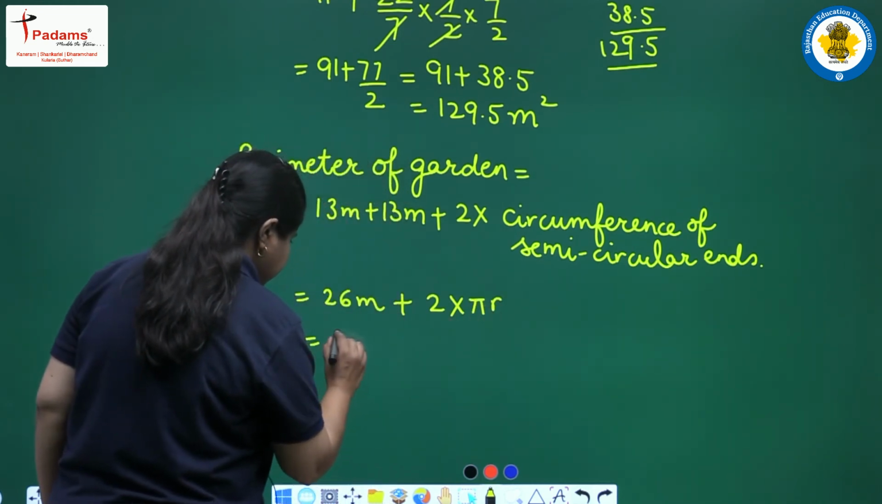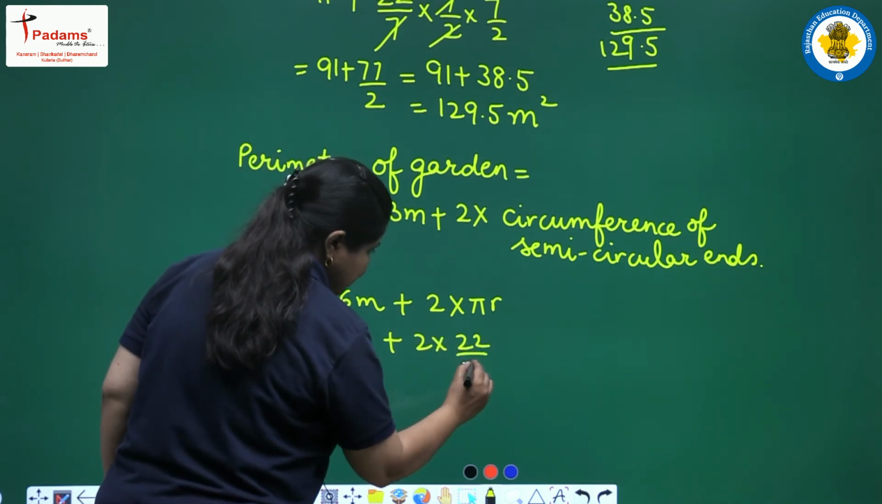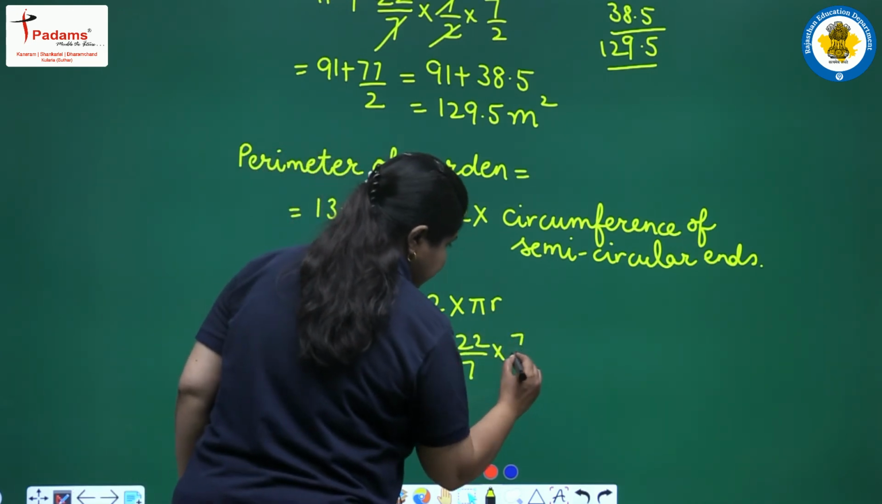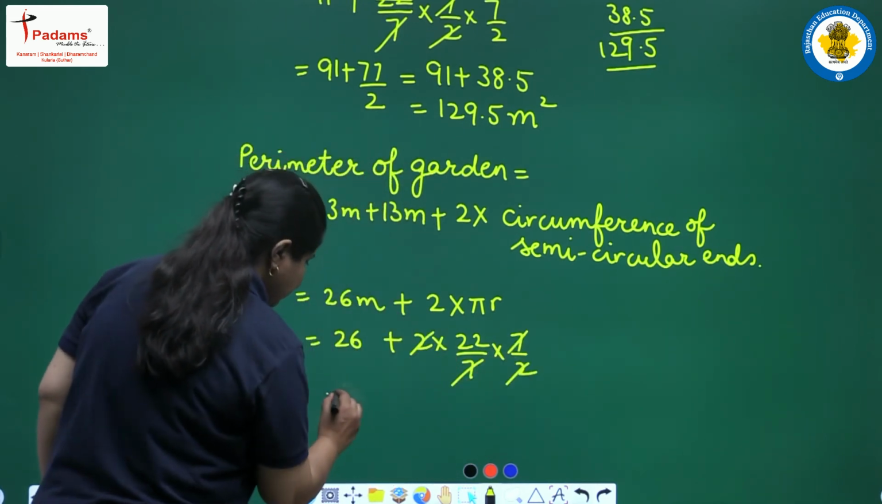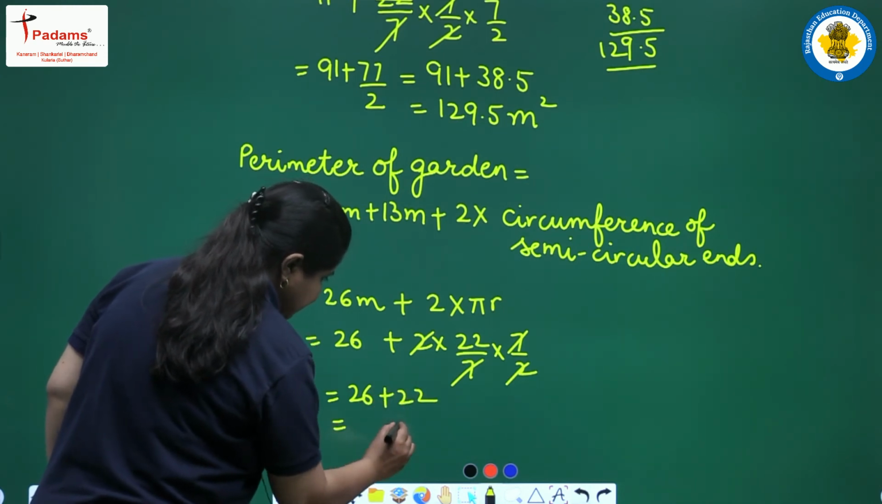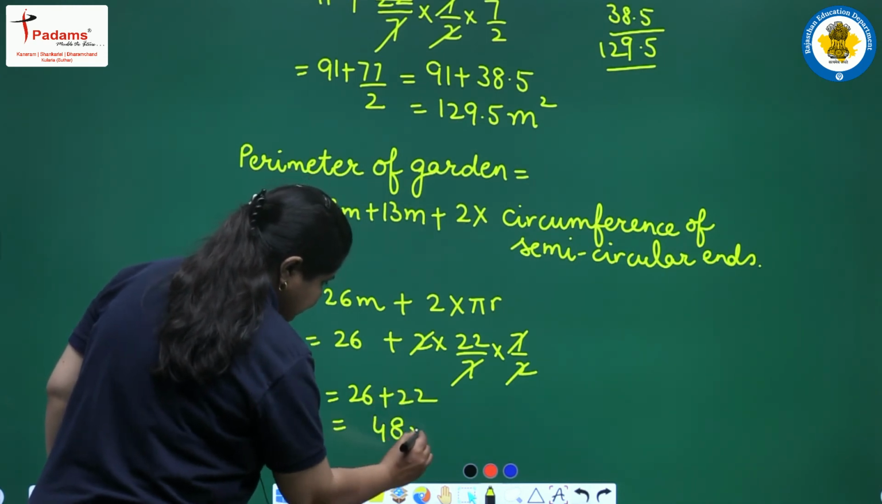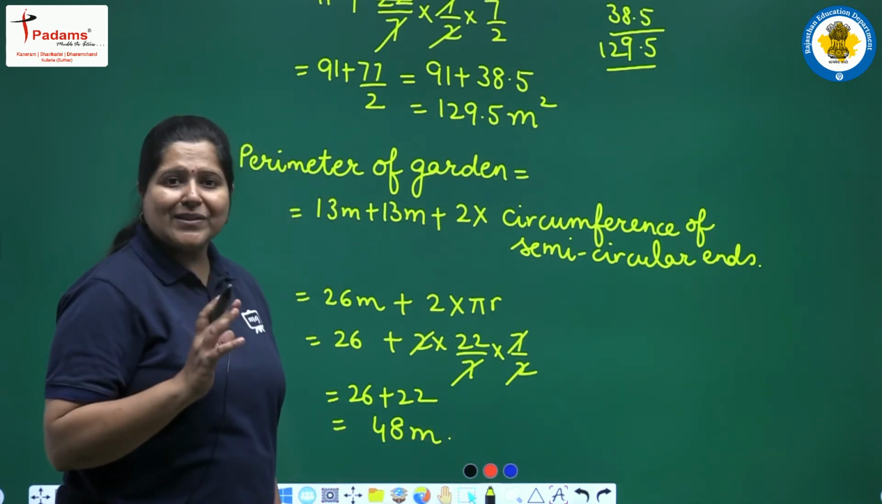And now this will be again equal to 26 plus 2 here. In place of pi we can write 22 by 7, and in place of r we have 7 by 2. Cancel this 7 and then cancel this 2. You have 26 plus 22. Add the two numbers, it will be 48 meters. This is the perimeter of the garden. I hope the question is clear.